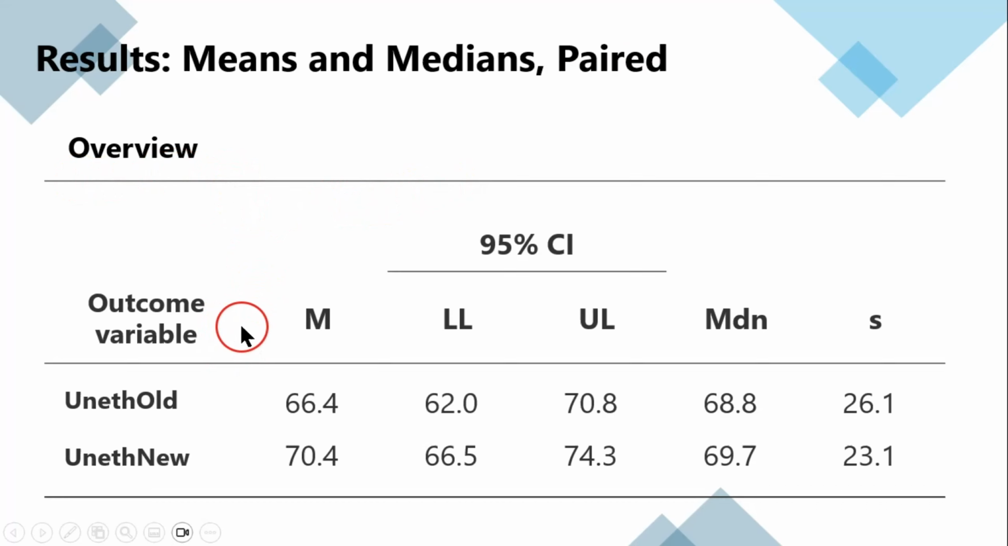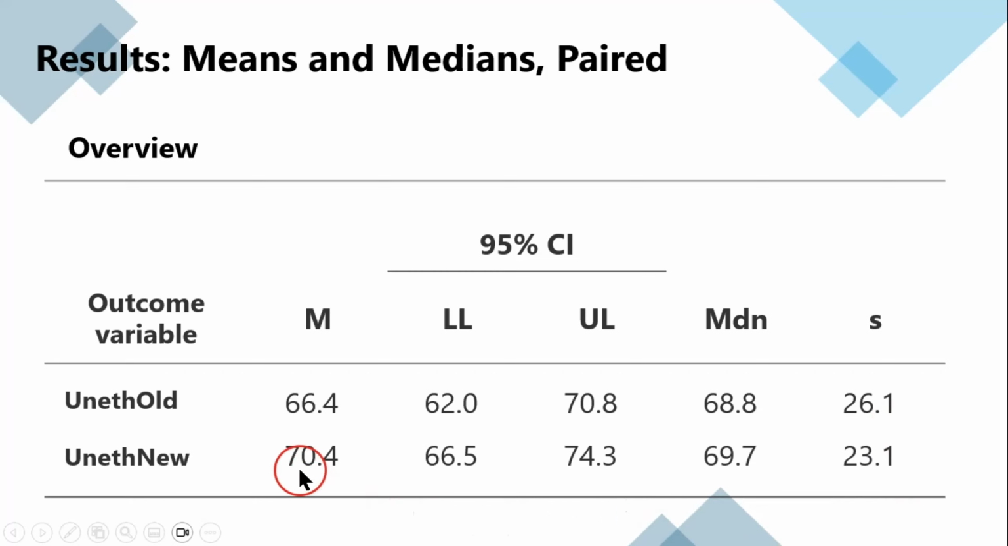So you have your outcome variable over here, or your dependent variable. And here's the uneth old and the uneth new. You have your mean here for the old, which is 66.4. There's the confidence interval for the uneth old, 62 to 71. There's the median, which is the midpoint of the data set. And then there's the standard deviation, 26.1 for that one.